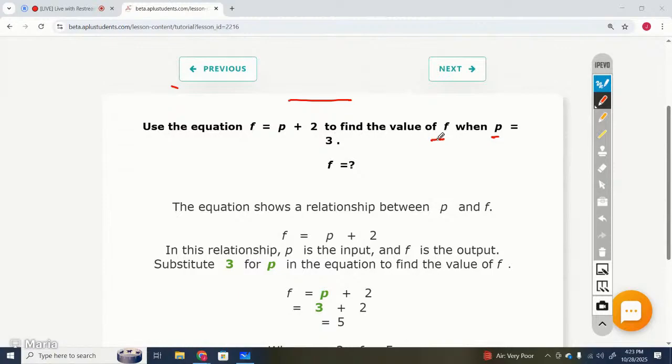So we need to find the value of f. We are given p equals 3. So f equals p plus 2. P is 3. Replace the variable p with the value 3, so 3 plus 2. So 3 plus 2 is 5.